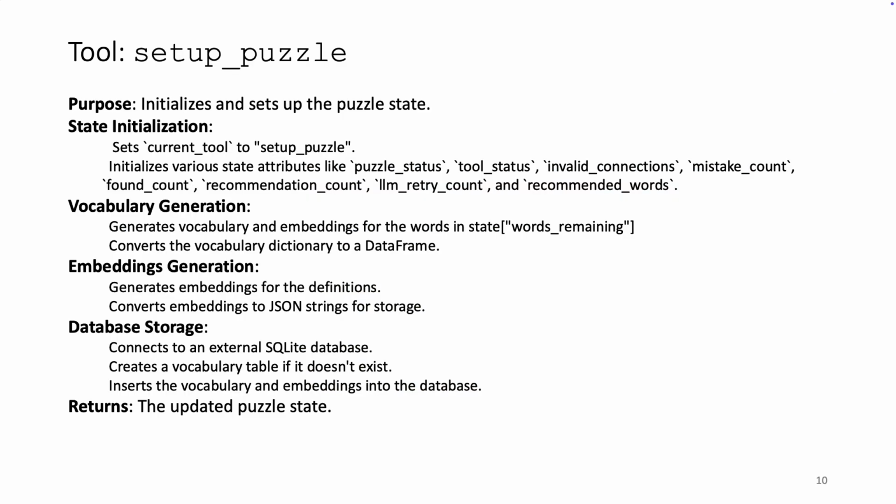The Setup Puzzle tool is responsible for initializing and configuring the puzzle environment. At a high level, the tool sets up the initial state by initializing AVA's memory component, the puzzle state class attributes, generates vocabulary and embeddings for words in the puzzle, creates embeddings for word definitions, connects to a database, creating the necessary table and storing the vocabulary and embeddings for the puzzle solving process. Ultimately, the tool returns the updated puzzle state, ready to start solving the connections puzzle.